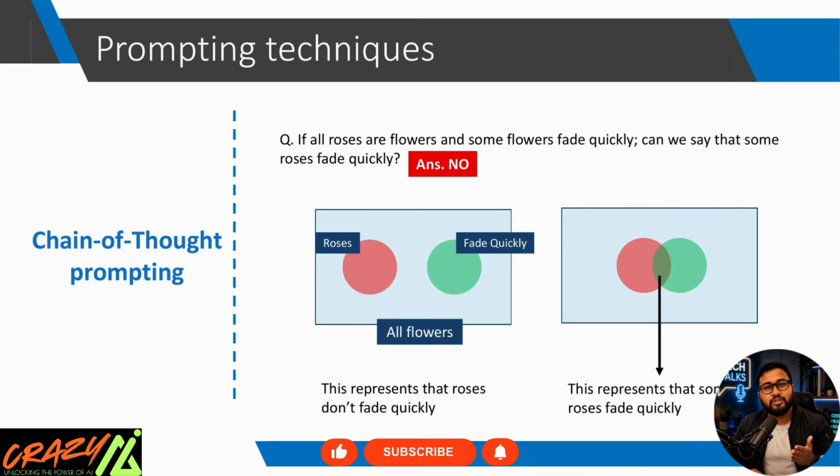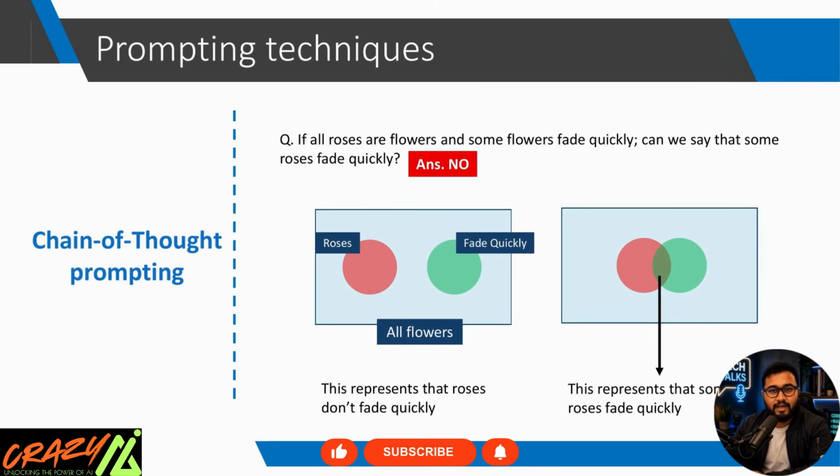So, let's begin our journey into advanced prompting. Consider the question shown on this slide. At first glance, some people may conclude that if some flowers fade quickly, then some roses must also fade quickly. However, this conclusion is not logically guaranteed.